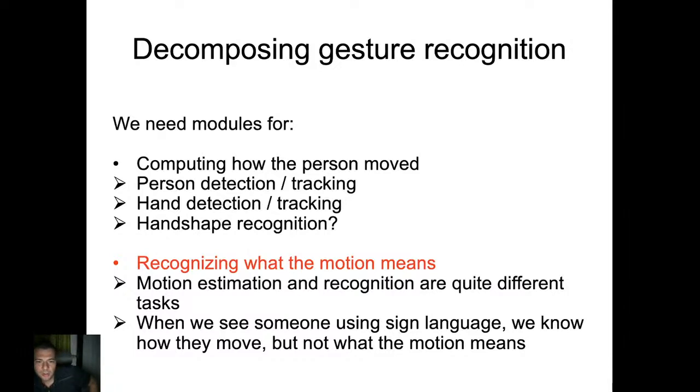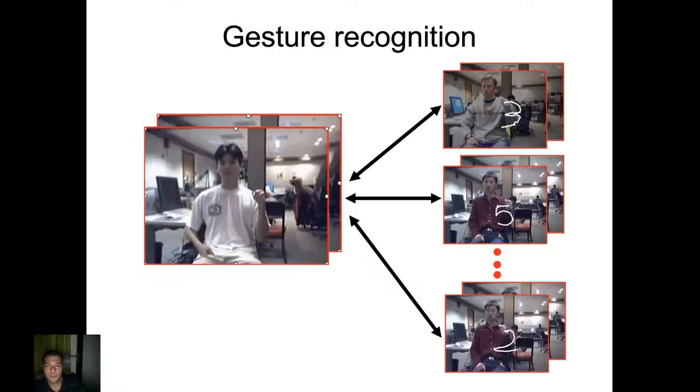This is true both from a human perspective and also from a machine learning perspective. For example, if you see someone using sign language, perhaps maybe not at full speed, but in slow motion, you can figure out the motion that he's performing and estimate it. Although you will not recognize the gesture, so you will not know what he's talking about.